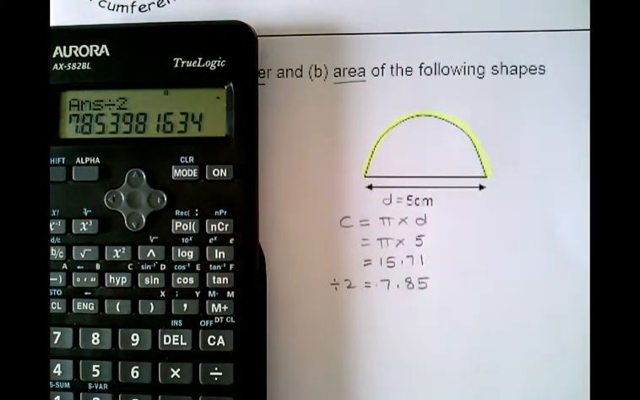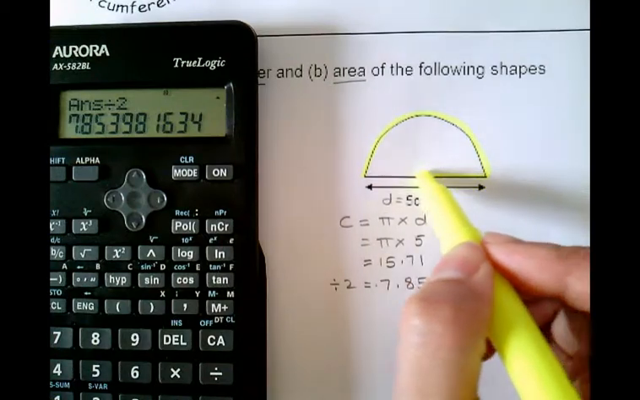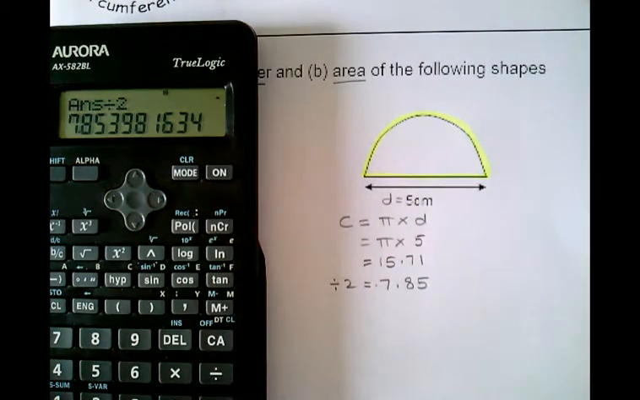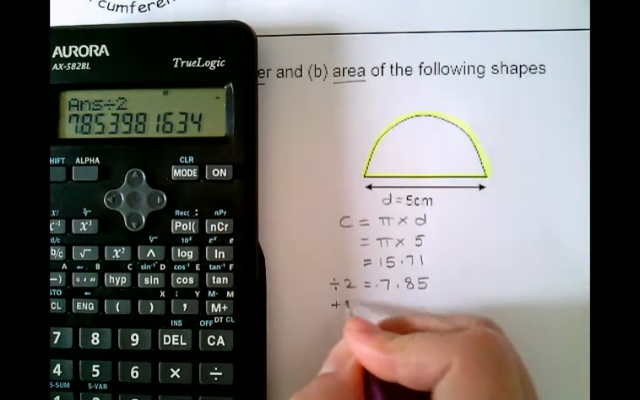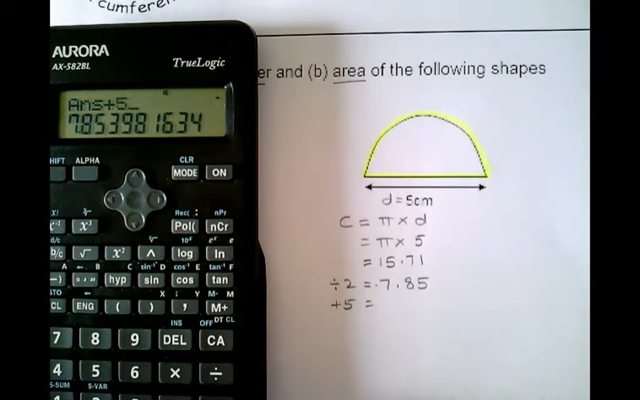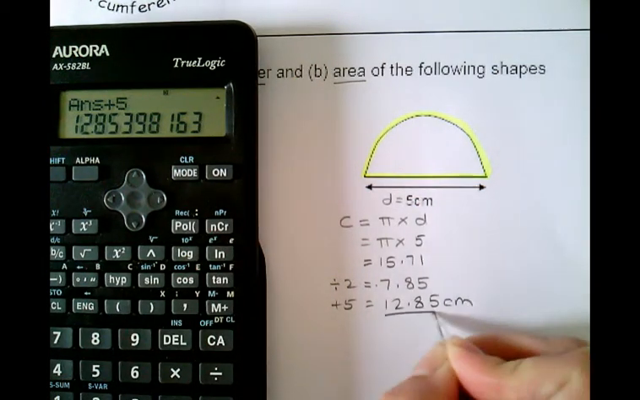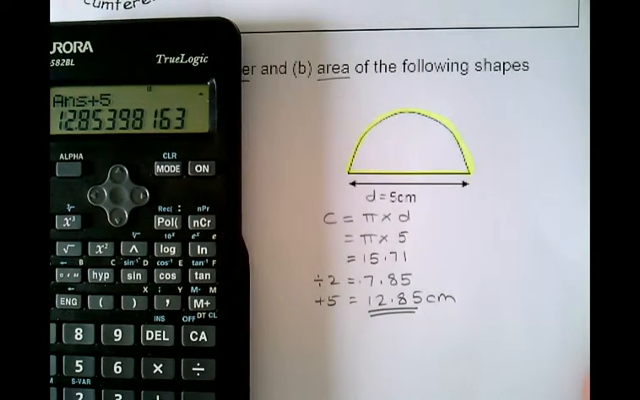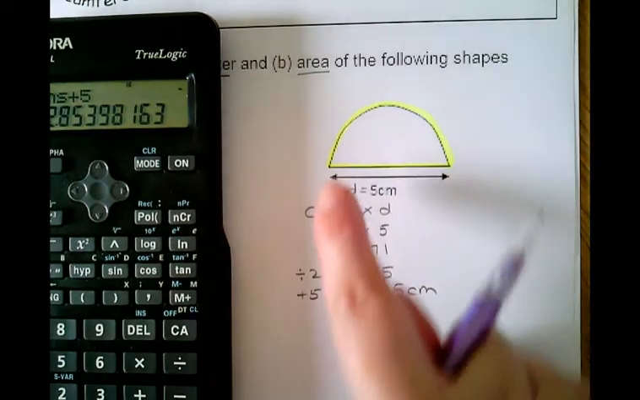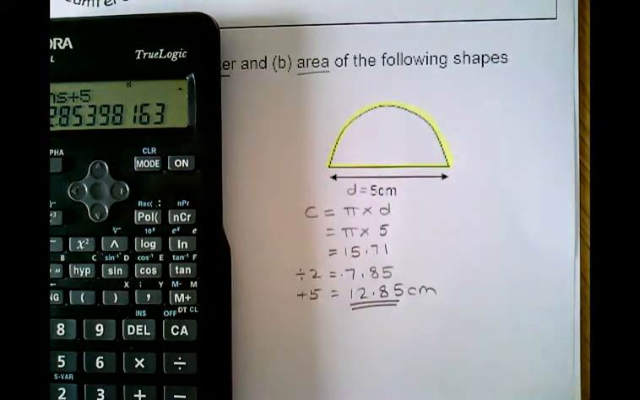That's that distance that we found, but that's still not your total perimeter, because the total perimeter is the total distance around the shape and back to the start. So what you need to do at the end there then is add on the 5, add on the straight bit. So add on the 5, we'll total it up to 12.85 centimetres. So that's the total perimeter around the shape. So you've got half of the circumference of a circle and then plus the straight bit.